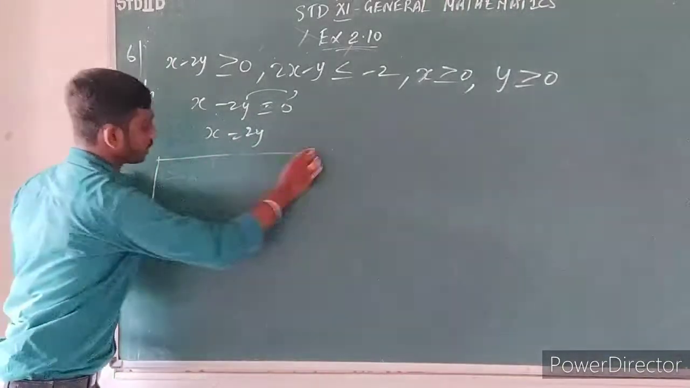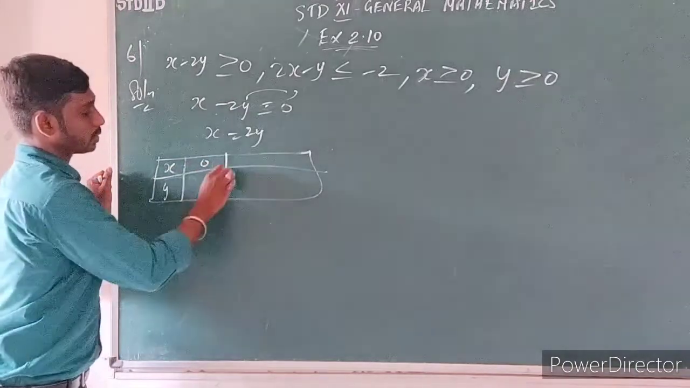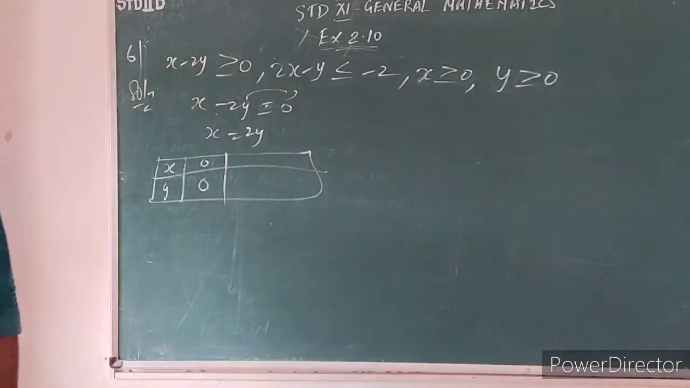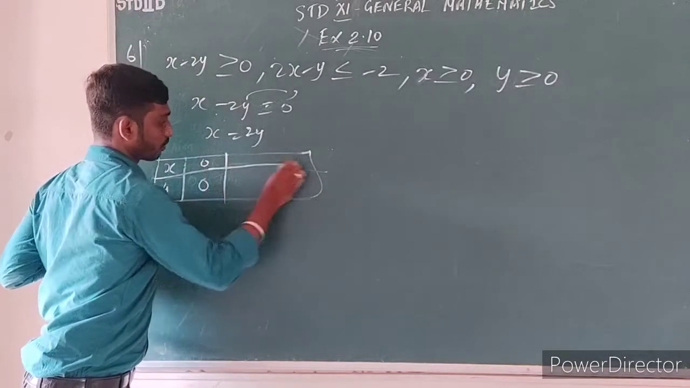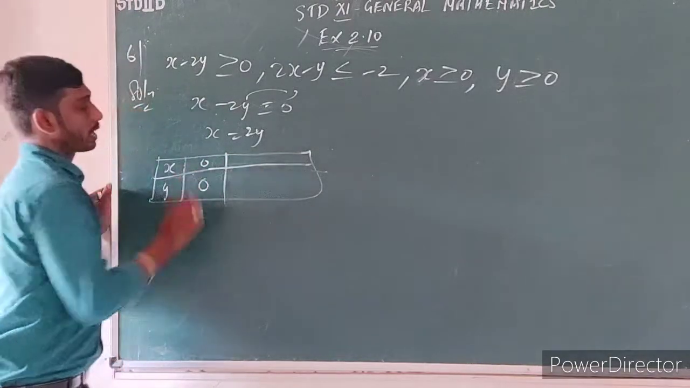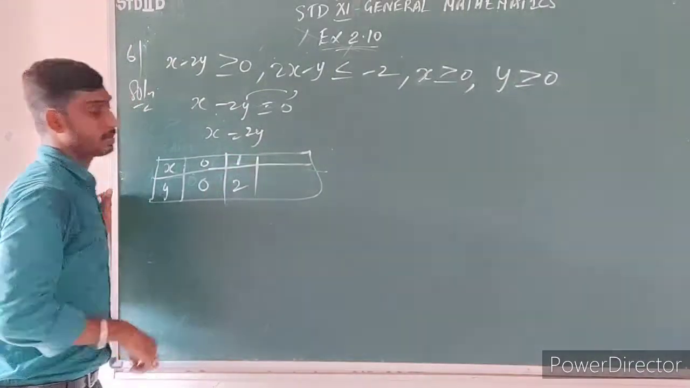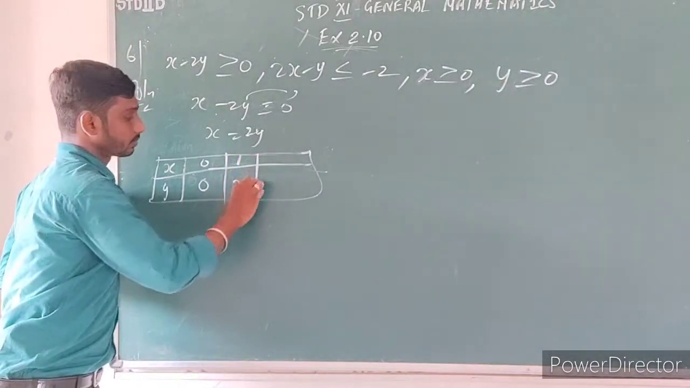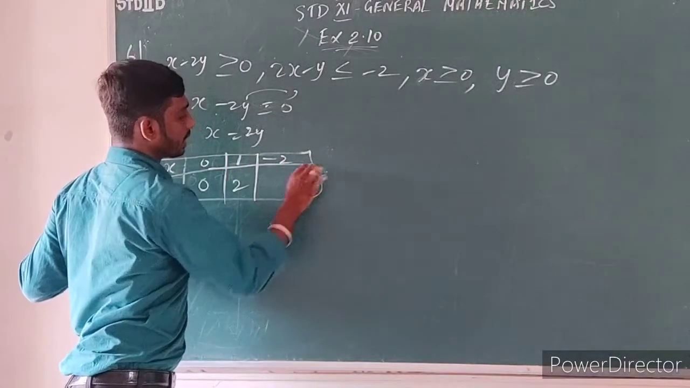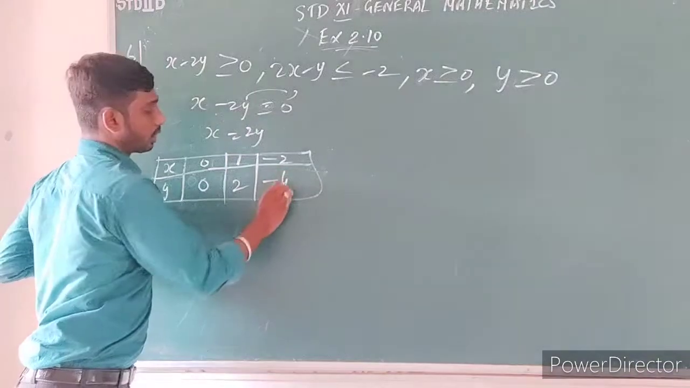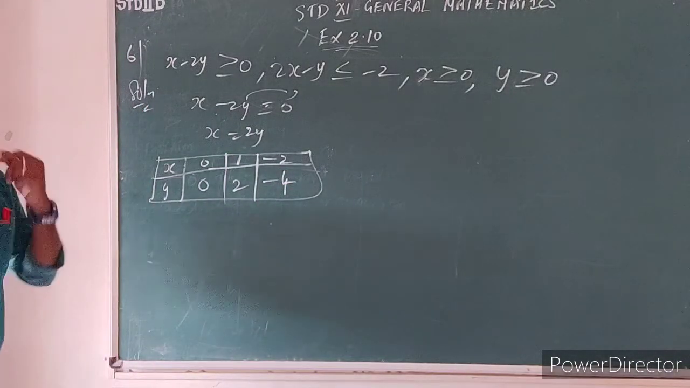Now I am going to create the table. I substitute x is equal to 0, which means the y term is also 0. Now I substitute x is equal to 1, which means you get the y value 2. Then I substitute x is equal to minus 2, and the y value is minus 4. So minus 2 means minus 4.